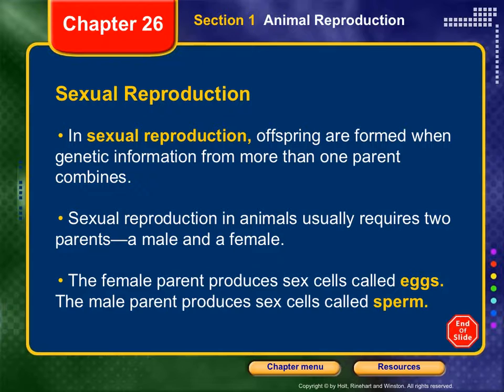And so sexual reproduction involves more than one parent, and the offspring are not going to be identical to the parents. If you have two parents, you can't have offspring that are identical to the parents, because you have to combine the genetic information, or the DNA. So this involves the egg and sperm. The eggs are produced by the female parent and the sperm by the male parent.